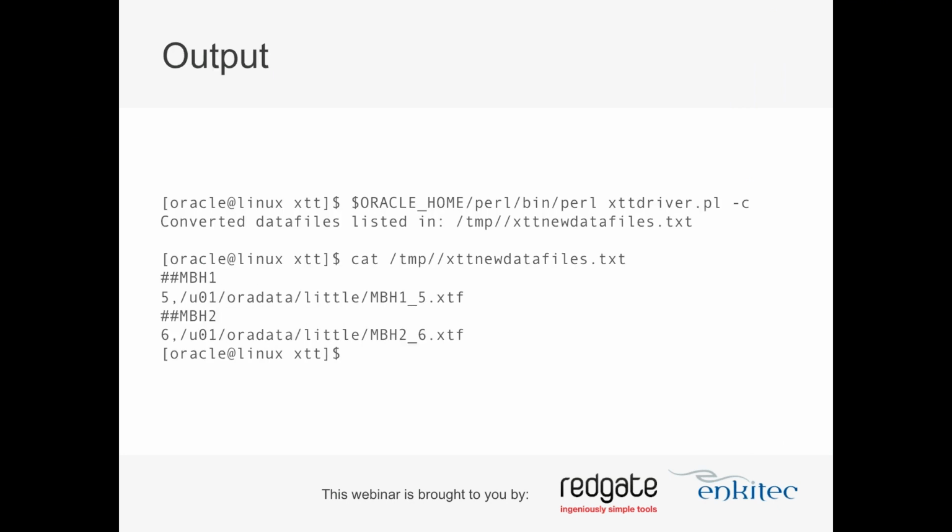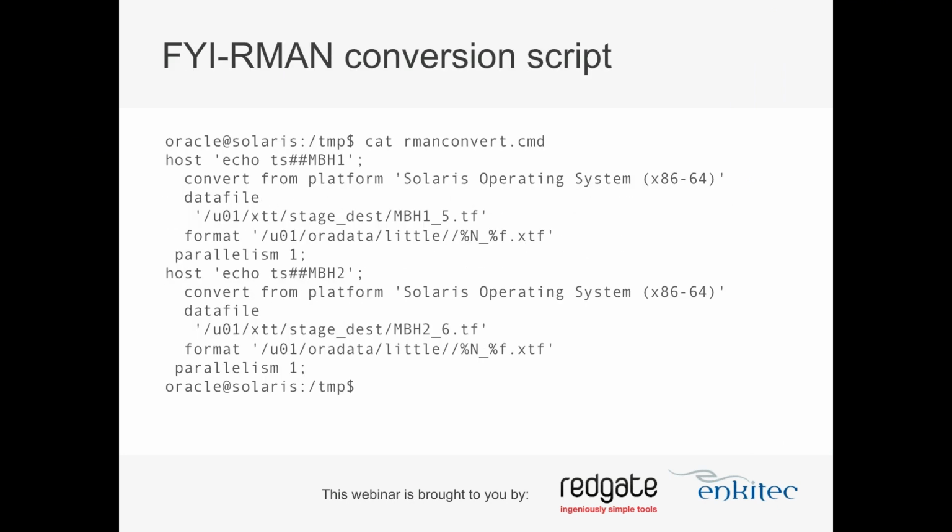So again, the output. Here's the RMAN conversion script, and just to show you that there is nothing very special about it. So it just takes the data file and converts it. First of all, don't touch this script because it's generated by the process. The format clause is based on the storage on dest parameter in the XTT properties. Parallelism is also a parameter, so parallelism 1 is just fine for my system.